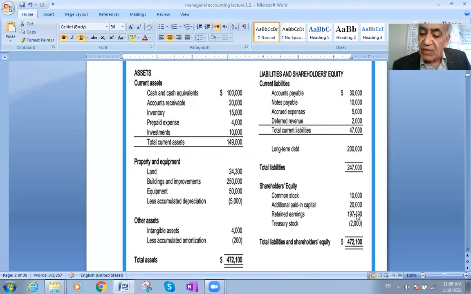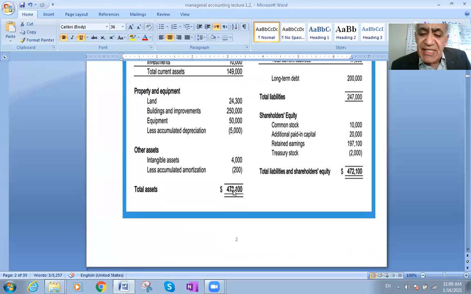If I have earnings, I will add it here. But these earnings I didn't distribute yet. They are retained, 179, but I will deduct the treasury stock of $2,000. In a balance sheet, the assets must equal the liabilities and equity. Both sides must be the same.